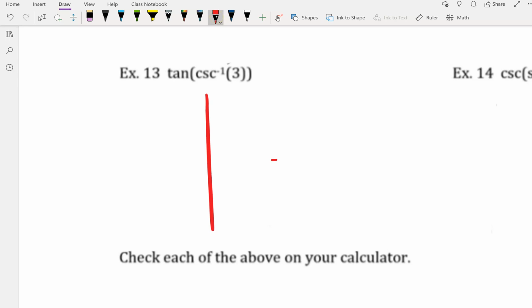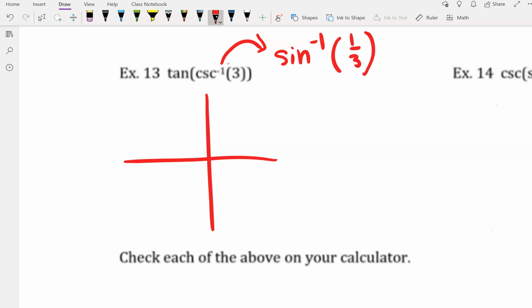Okay, on the next one, I don't love dealing with cosecant, so I'm going to change this, and just this little inside part is going to become sine, or inverse sine, of 1/3, since cosecant is the reciprocal of sine.